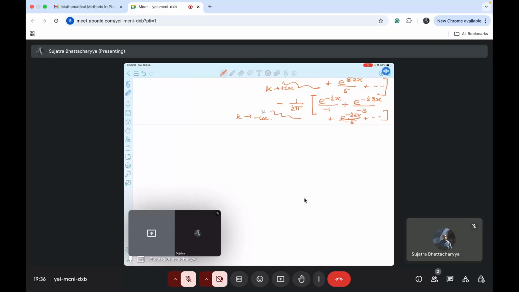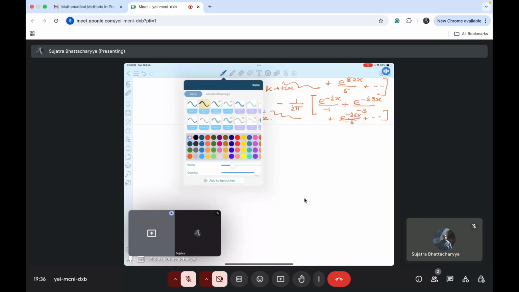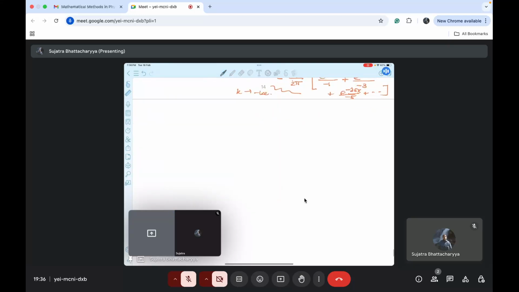Okay. Let's go for Fourier transformation. Not much a big topic, but how from Fourier series we are going towards the Fourier transform is an interesting thing. So now, Fourier transform.